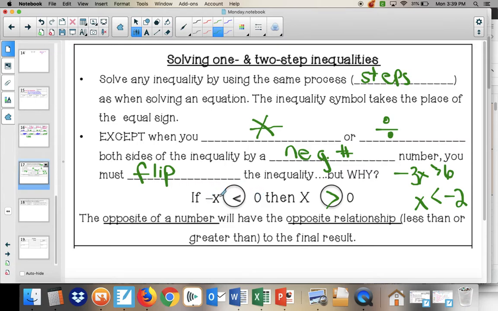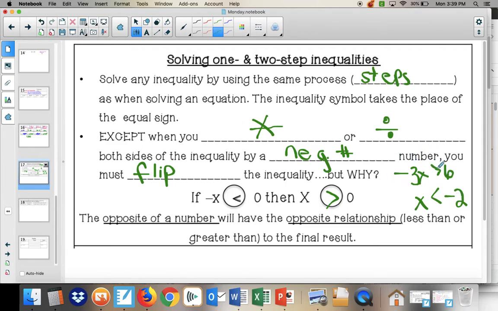If I put in a negative 1, negative 1 is less than 0. Not true. That's probably not a good example. Here, let's go back to this one. So let's think of a number that's less than negative 2. Let's say negative 5, because negative 5 is less than negative 2.